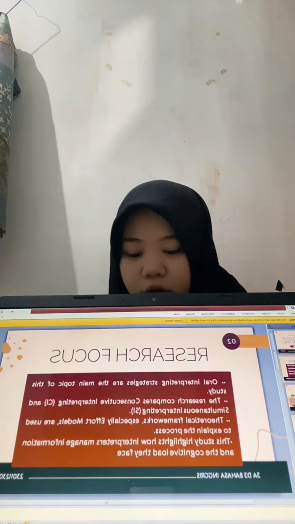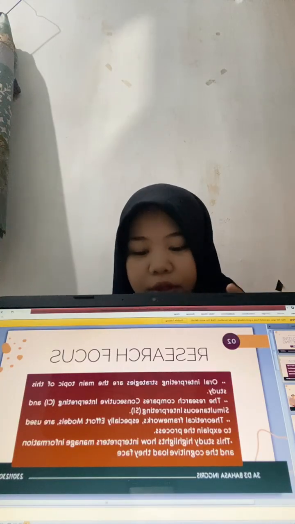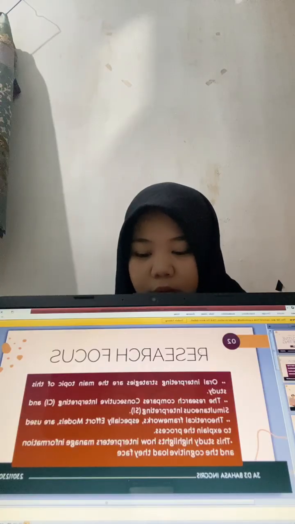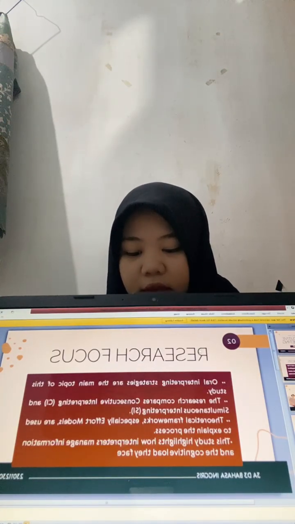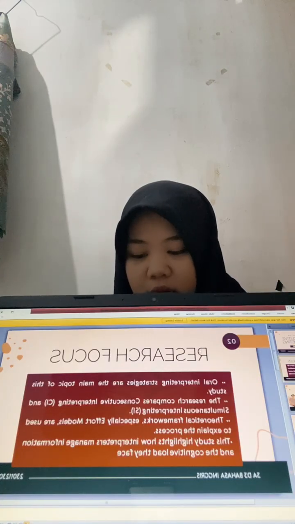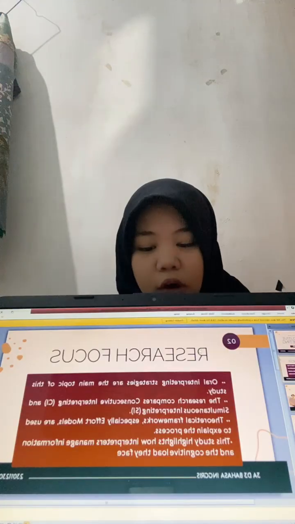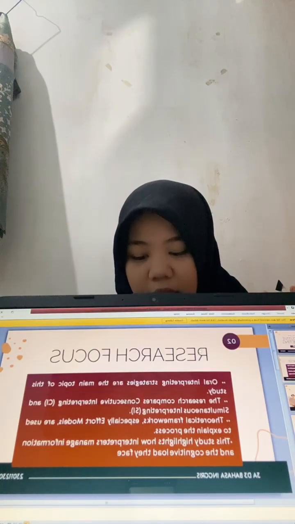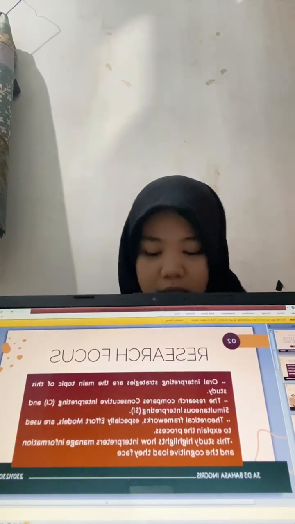The research focus: oral interpreting strategies are the main topic of this study. The research compares consecutive interpreting (CI) and simultaneous interpreting (SI), and then theoretical frameworks, especially word models, are used to explain the process, and then this study highlights how interpreters manage information and the cognitive load they face.